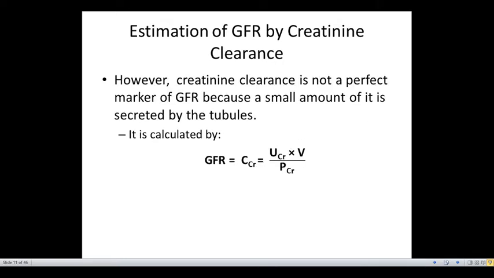However, creatinine clearance is not a perfect marker of glomerular filtration rate because a small amount of it is secreted by the tubules also. It is calculated as GFR is equal to the clearance of creatinine, which is equal to Ucr into V divided by Pcr.